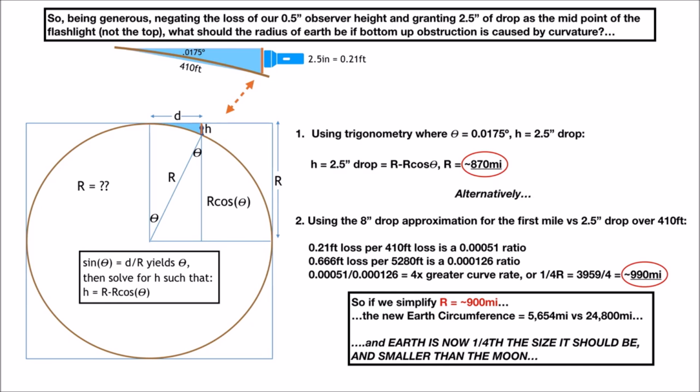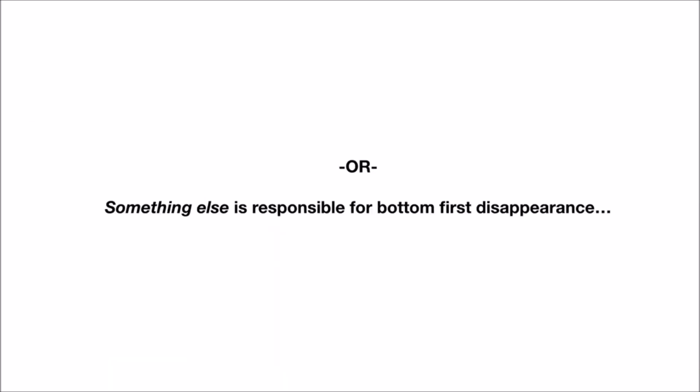So our new Earth circumference is 5,654 miles versus the expected 24,800 miles that they say it is. So Earth is now 1/4 the size it should be, and it ends up being smaller than the Moon, using the rationale that this is a physical curvature phenomenon. So you can believe that, or you can believe something else is responsible for this bottom-first disappearance phenomenon.